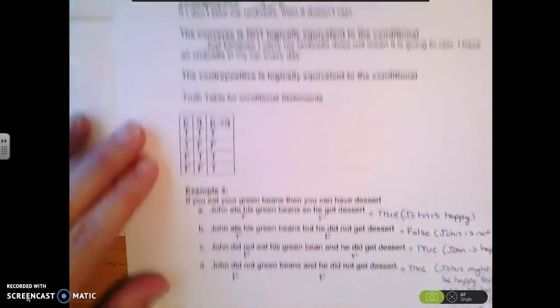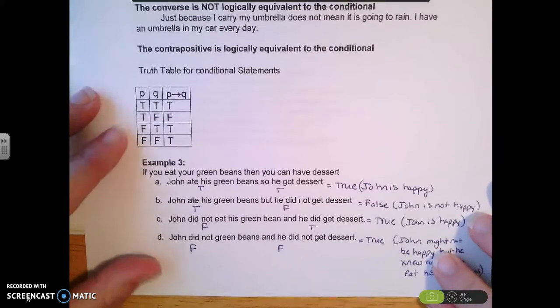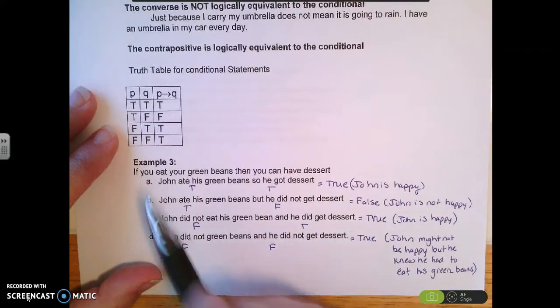So I also like to use this example here. And this is, if you can imagine, if you have children, you can deal with this.